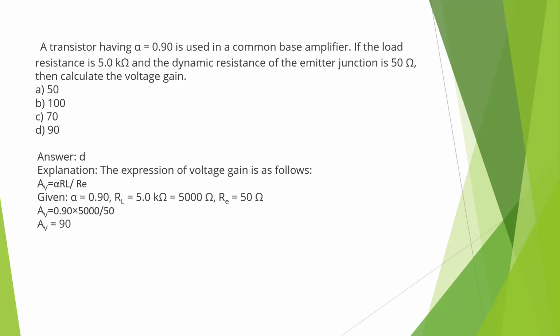A transistor having alpha, that is current gain, equal to 0.90, is used as a common base amplifier. If the load resistance RL is 5 kilo ohm, and the dynamic resistance of the emitter junction is 50 ohm, then calculate the voltage gain. So AV is equal to, direct equation, voltage gain is equal to current gain into load resistance by emitter resistance. So alpha they have given 0.90, RL is 5 kilo ohm, which is 5000 ohm, then RE is 50 ohm. So directly you can calculate AV.